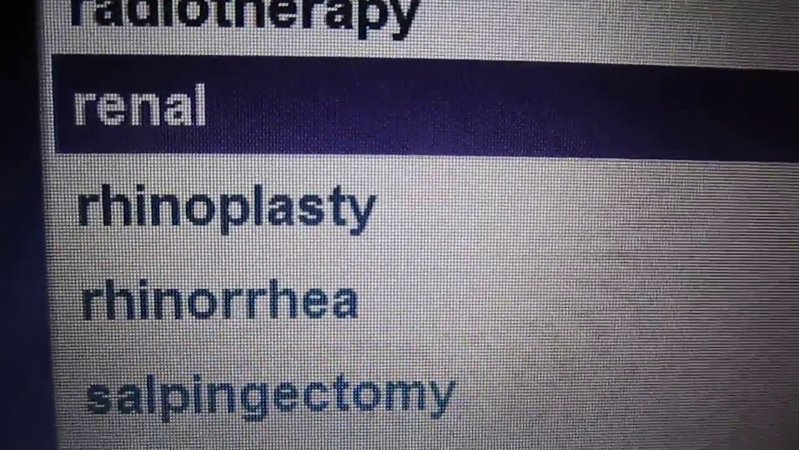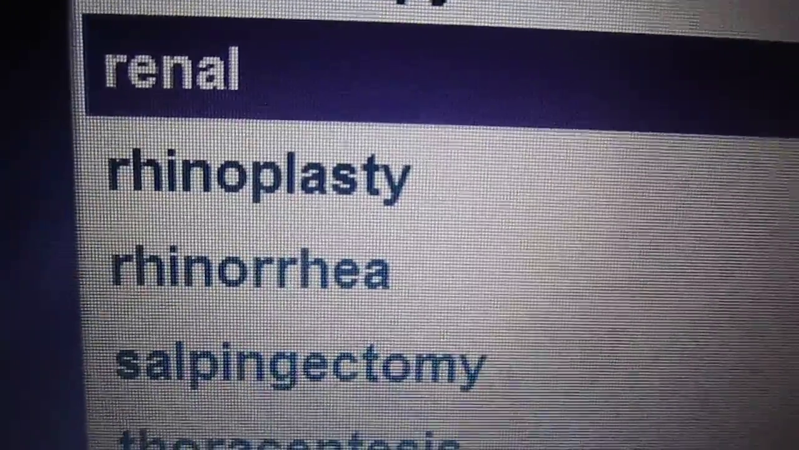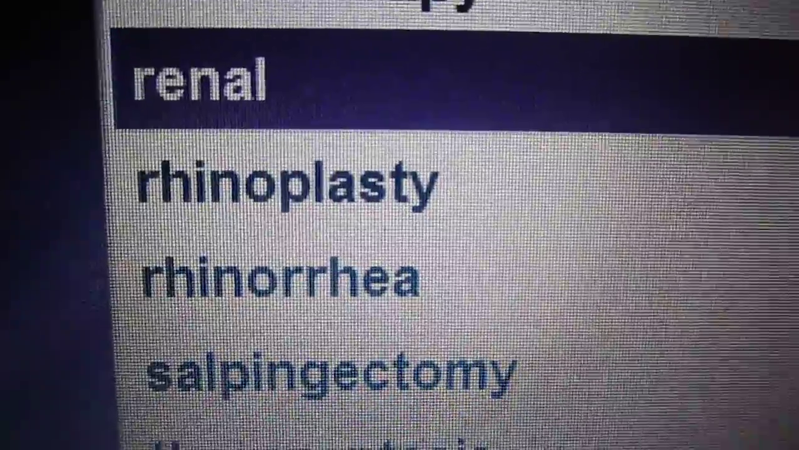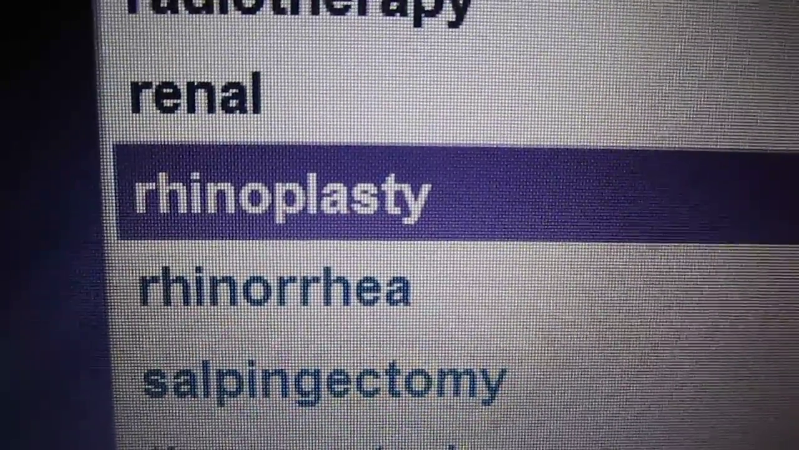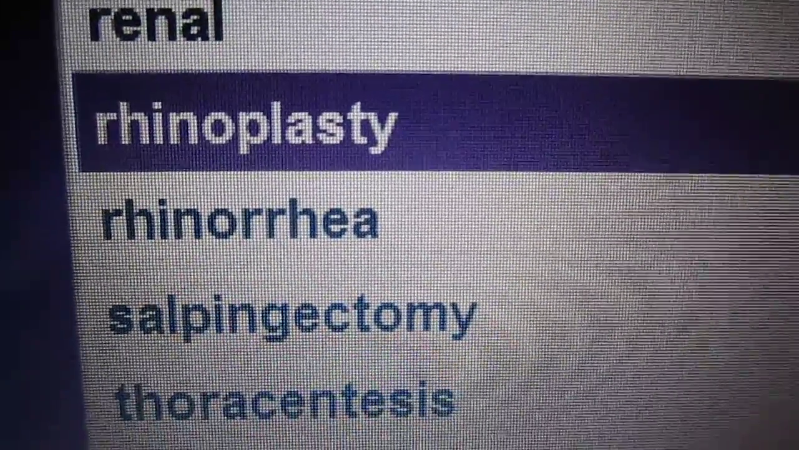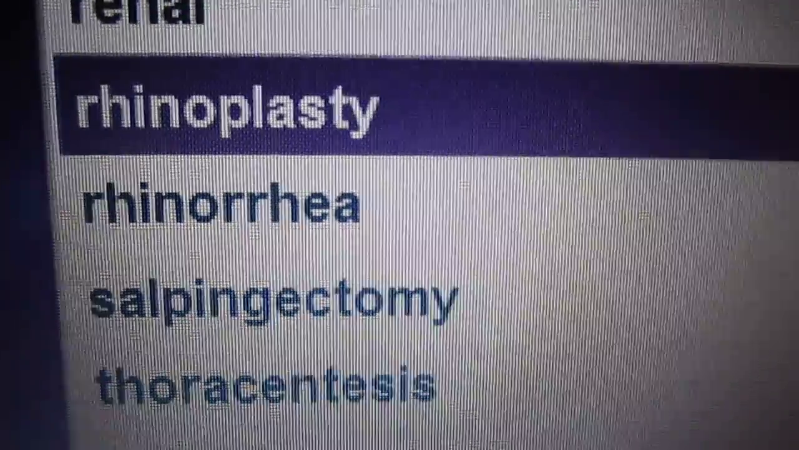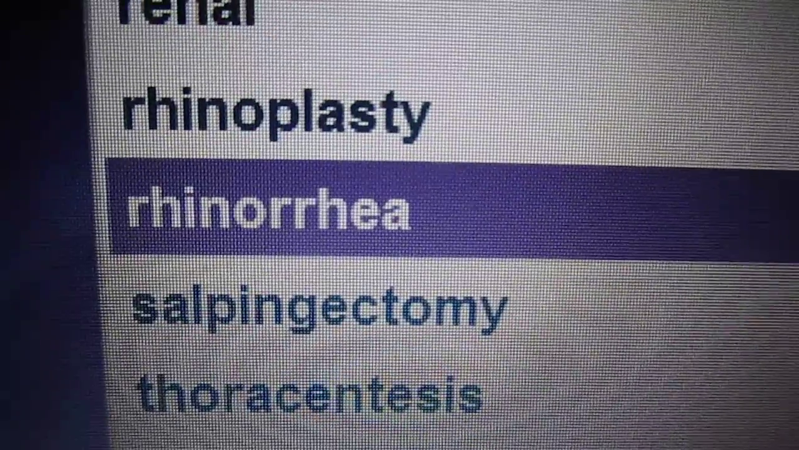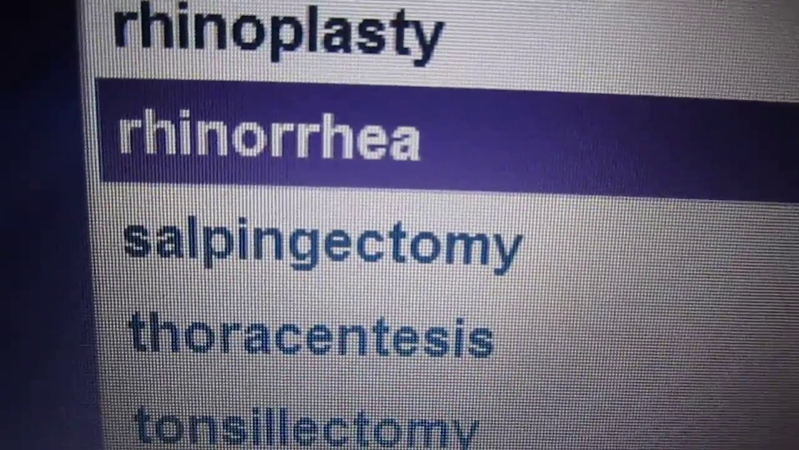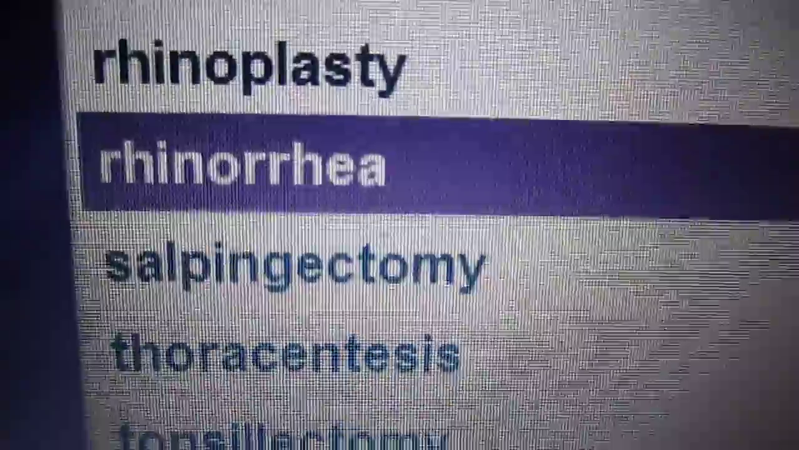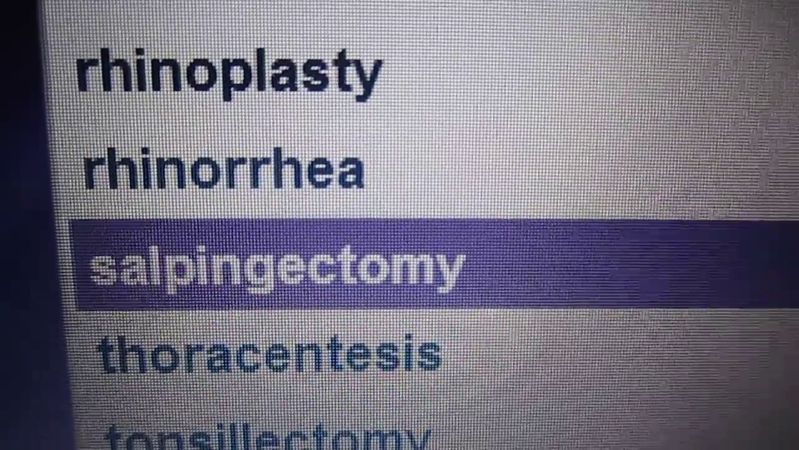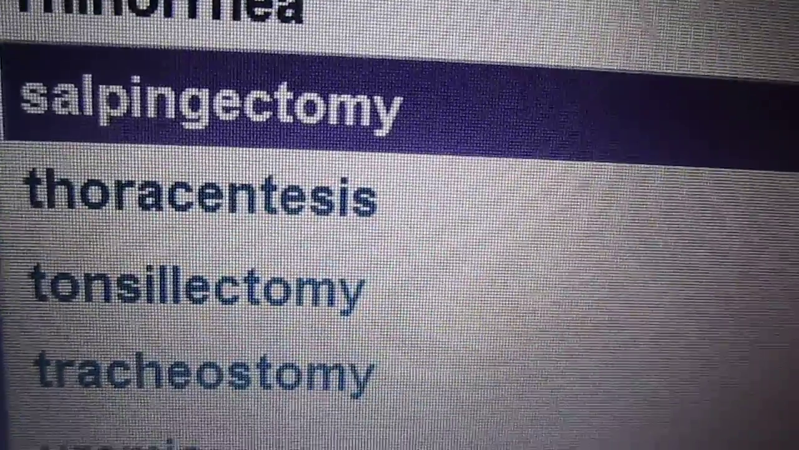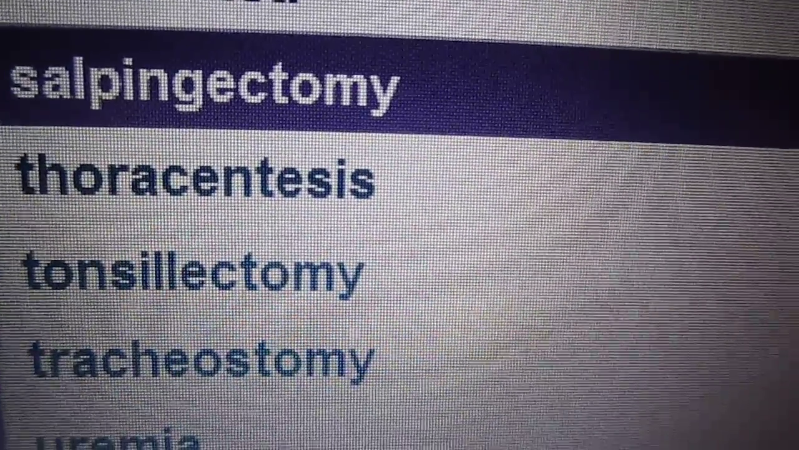Renal. Reno, R-E-N-O, means kidney. Renal is pertaining to the kidney. Rhinoplasty. Rhinoplasty is surgical repair of the nose. Rhinorrhea. Rhinorrhea is discharge of mucus from the nose. Salpingectomy. Salpingo is the combining form for the fallopian tube. A salpingectomy is removal of a fallopian tube.